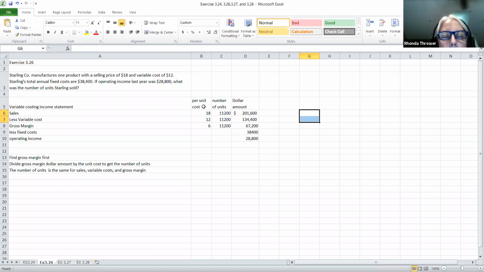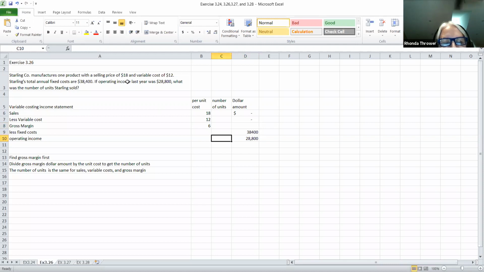And notice I've broken it down into per unit. I made a table for this. Per unit cost, number of units, and dollar amounts. And I started with what they had given us. The sales was given at $18. That's the selling price. We don't know what the number of units are. So I'm going to take all this out for just a second and show you how we could arrive at what they're asking us to do from the information that we have here. I'm going to take this one out too.